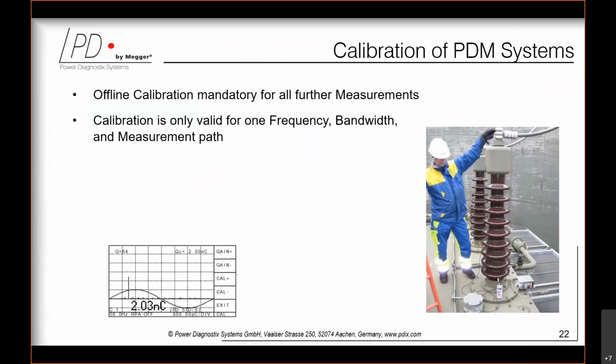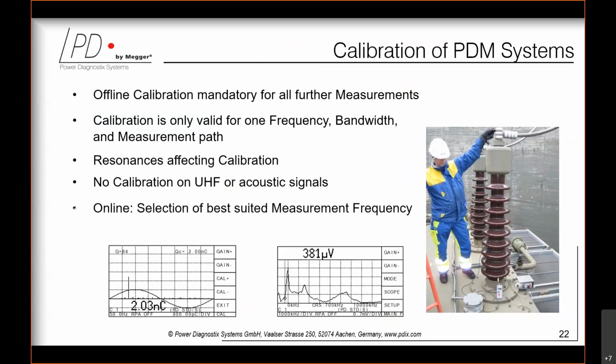The PD measurement system also has to be calibrated. An offline calibration is mandatory for all further measurements. The calibration is, as always, only valid for one frequency, one bandwidth, and the one measurement pass. There might be resonances affecting the calibration, and there's no calibration on UHF or acoustic signals because the calibration is always intended to be in picocoulombs or nanocoulombs. So a charge signal is not a UHF signal, and therefore you can do some kind of, let's say, sensitivity check on UHF or acoustic signals, but this is not a calibration.